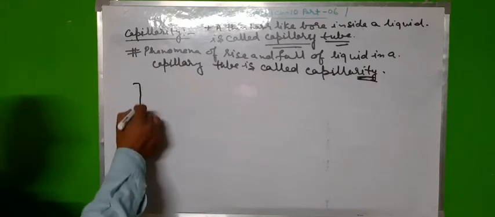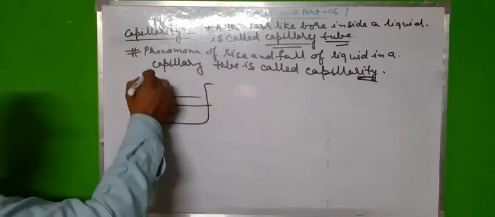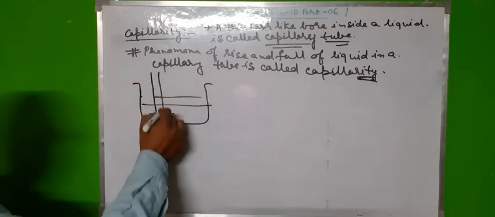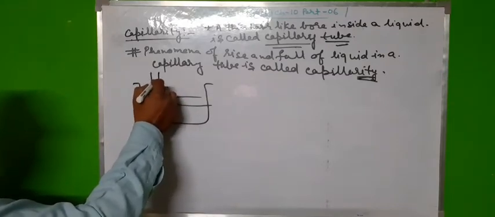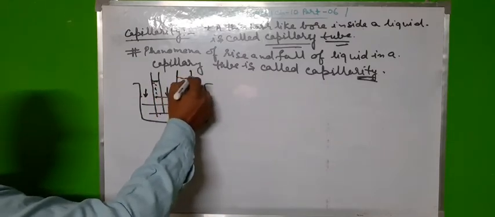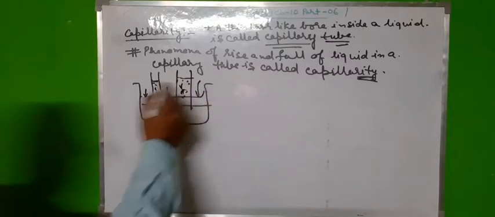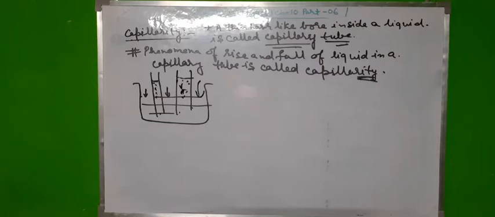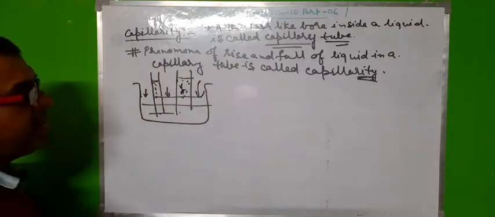Okay, dear students, look here. Suppose we had taken a glass tumbler and it is filled with water. And a thin hair-like bore we had kept in the water. So there is atmospheric pressure acting here. So water rises up to this height. This phenomenon of rise of water due to the atmospheric pressure is called capillarity. The rise is called capillarity.